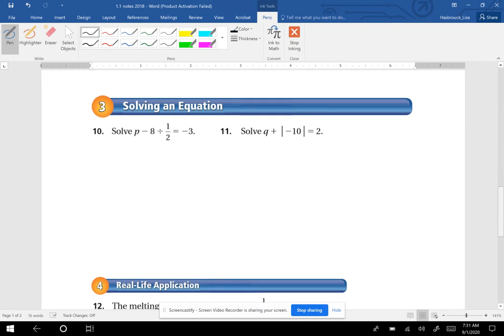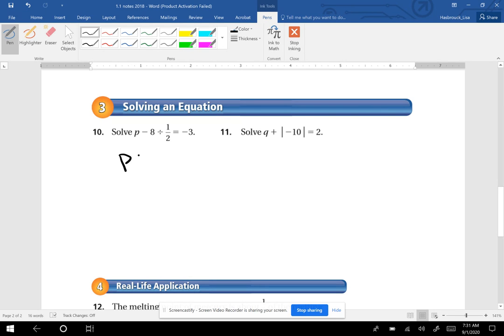Okay, in this next section, solve p minus 8 divided by 1/2 equals -3. So there's a little bit of order of operations work we have to do here. We have the -8 divided by 1/2. Well, that equals -4. Now we can add the 4 to each side to get p alone. -3 plus 4 is 1.